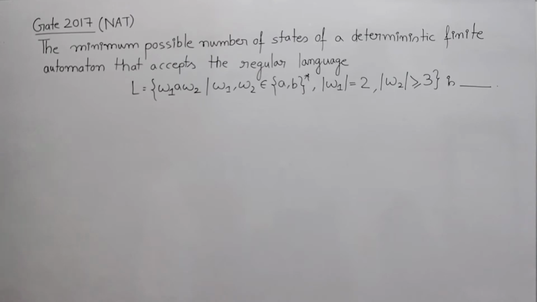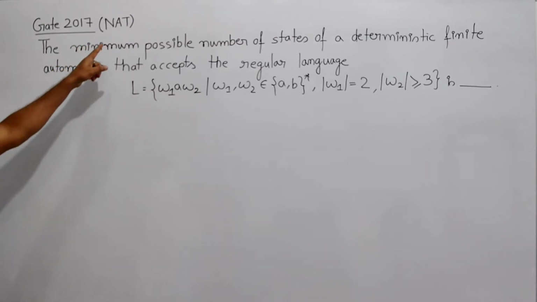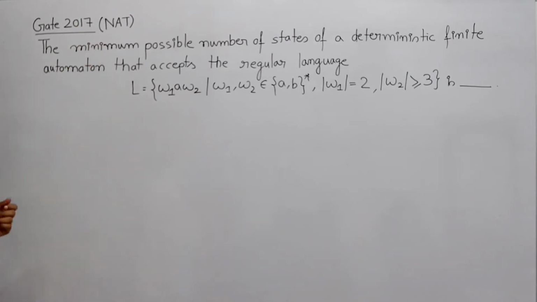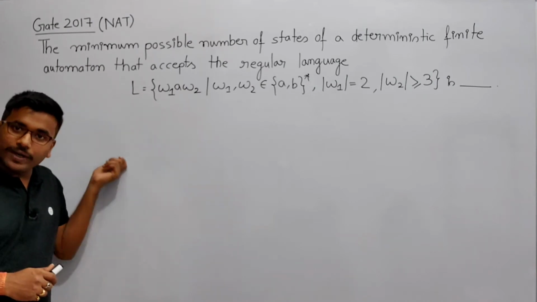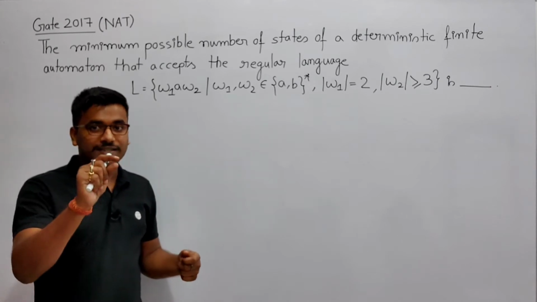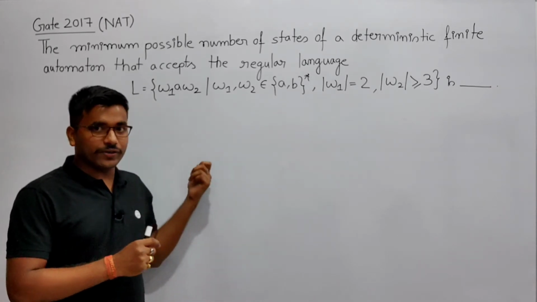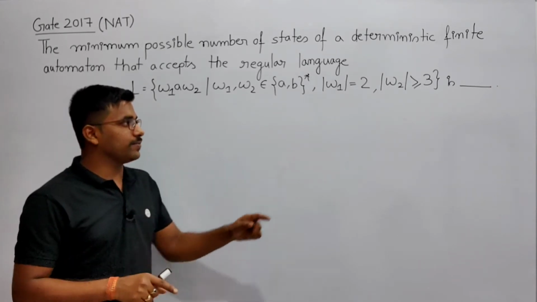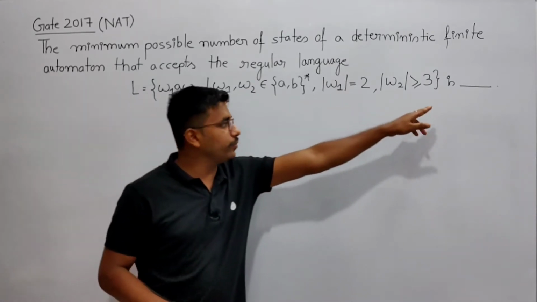Now see, GATE 2017 question. It is a NAT type, numerical answer type question. So here you are not going to get any options. It is going to take some digit as the answer, so you will get a keyword from there. You have to fill in the answer, like filling in the blanks.